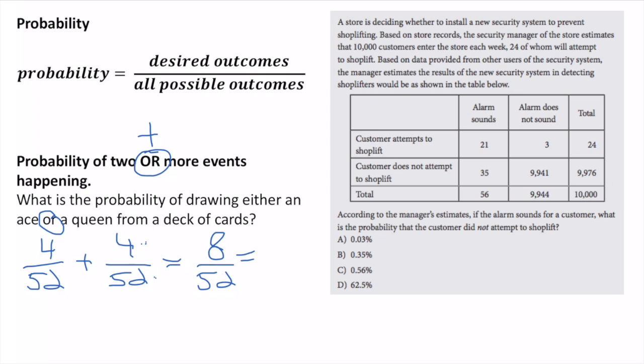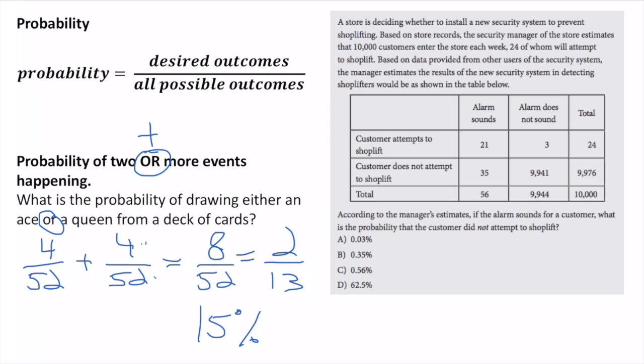I could just reduce this to 2 over 13. If I wanted this probability as a percentage, 2 divided by 13 would be roughly 15%. So there's a 15% chance of me pulling an ace or a queen. With probability, a lot of times they will give us a chart and ask us to read the numbers from the chart.